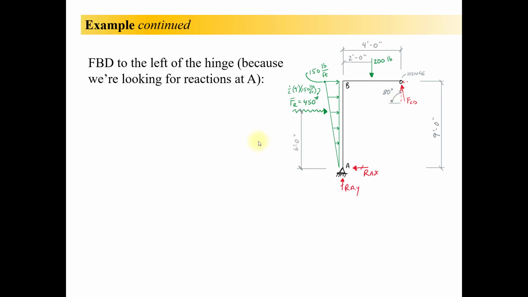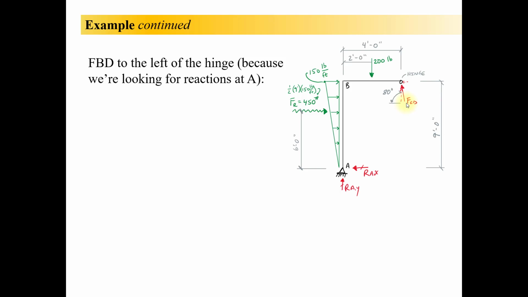So I have 3 unknowns, RAY, RAX, and FCD, and I don't know any of those. That's fine. That's what I'm here to figure out. I have 3 equations for 3 unknowns, so I should be able to solve this. If I look at sum of forces in the X, RAX and the X component of FCD are both unknowns. Same thing would be true for Y, RAY and the Y component of FCD. So those are both kind of a bust. I need to go to a moment equation first.